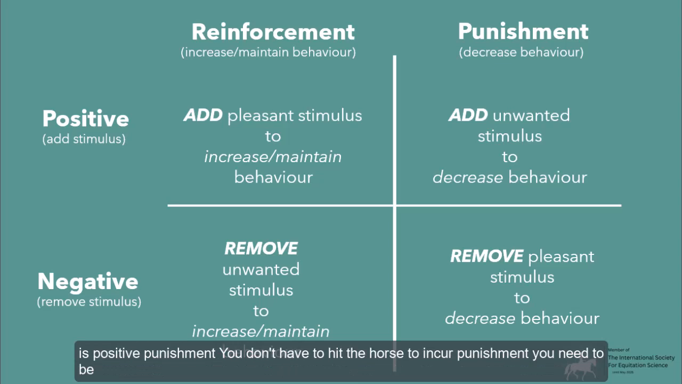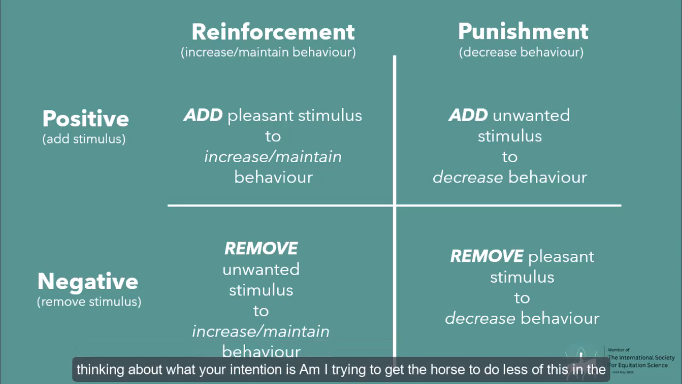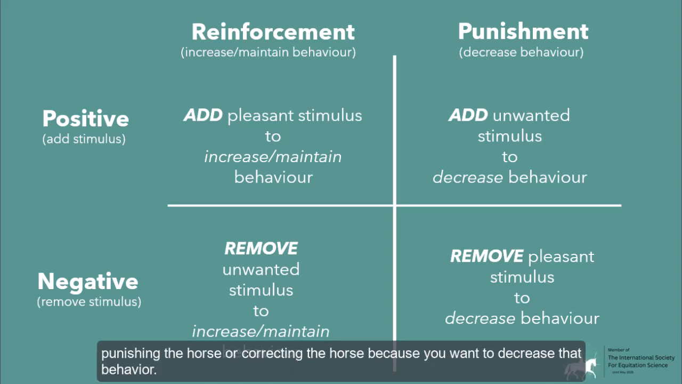You don't have to hit the horse to incur punishment. You need to be thinking about what your intention is. Am I trying to get the horse to do less of this in the future? And if the answer is yes, then you are punishing the horse or correcting the horse because you want to decrease that behavior. It doesn't matter how severe it is.